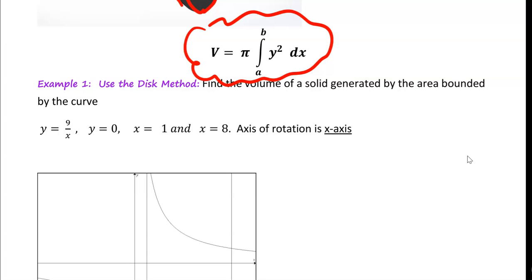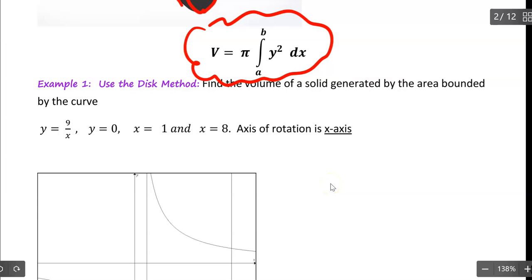So I will have video number 2 to show you what happens when we use this method, when the axis of rotation is the y-axis. Okay, so in this case, the axis of rotation is the x-axis. And using this method, it's easy because I will tell you what method to use. Find the volume of a solid generated by the area bounded by the curve y equal to 9 over x, y equal to 0, x equal to 1, and x equal to 8.